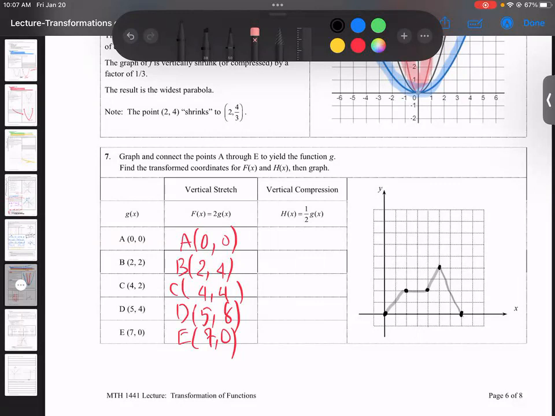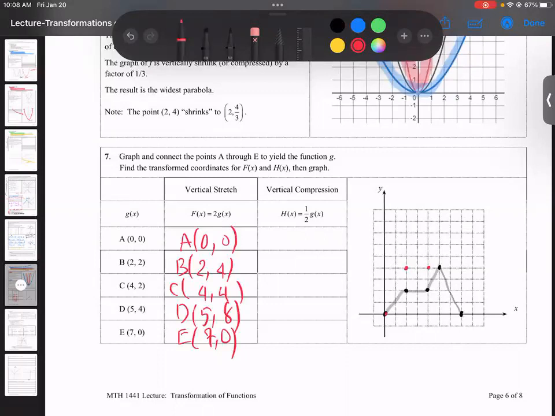Let's grab the red one. 0, 0. Still the same as the black one. 2, 4. 4, 2. Oh, it's 4, 4. Sorry. 4, 4. 5, 8.